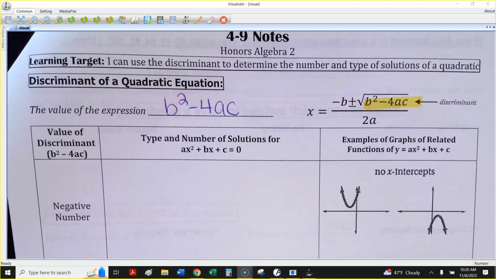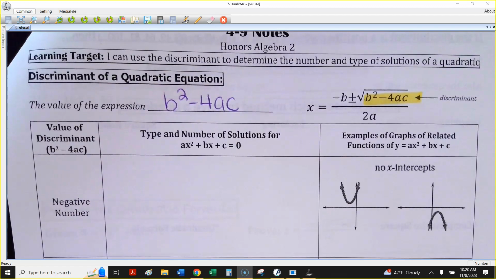And that number can help you do a couple of things. It can help you determine how many solutions you have, and then also what type of solution you have. And we're going to talk about this in the lovely little table I have underneath here. So there's three things that can happen if you find the discriminant.